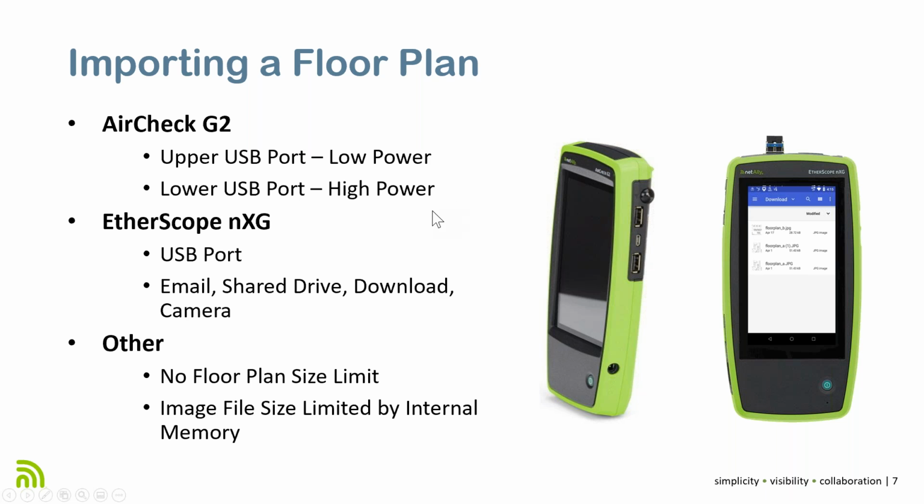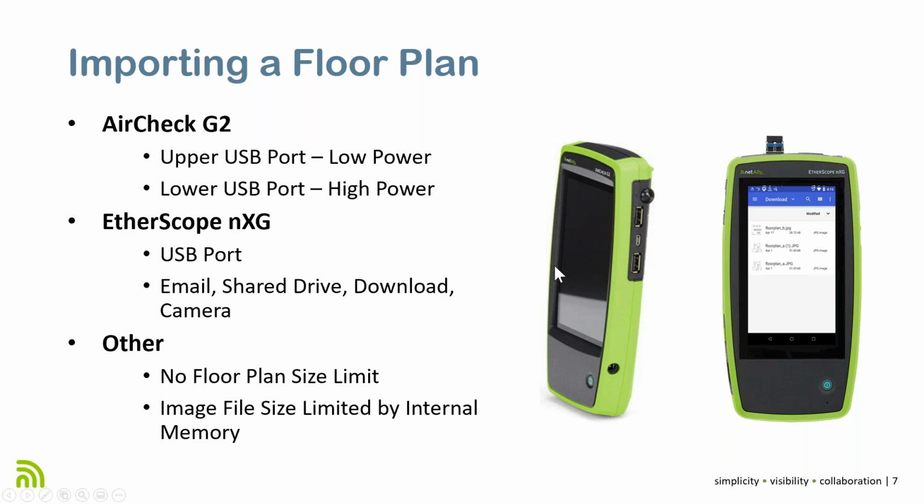The important part I want to highlight is that even though there are two USB ports on the AirCheck, the upper port is a lower powered port, and the lower port is a higher powered port. So if you're using a smaller USB thumb drive, let's say 1 gig, 2 gigs, maybe 10 gigs, and that thumb drive doesn't take a lot of power to power up, you can use either port, the lower or the upper one.